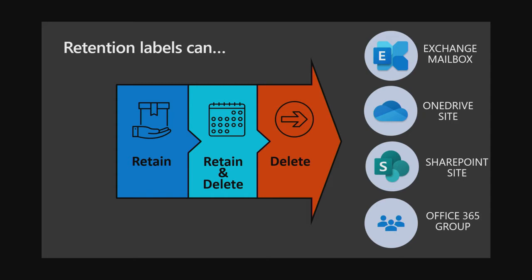You can apply retention manually, so you can go into any document library in SharePoint. You can select the document, and then the detail pane that opens up, you will see a retention label just like you see a piece of metadata, and set the retention label that way. But you can also do it in an automated way.